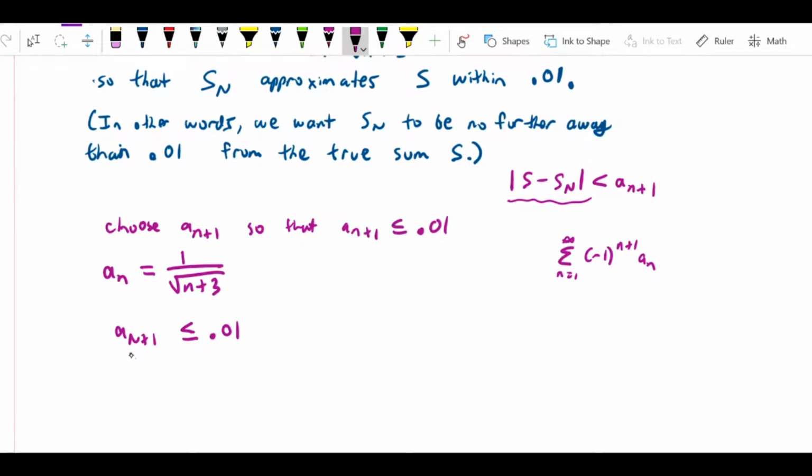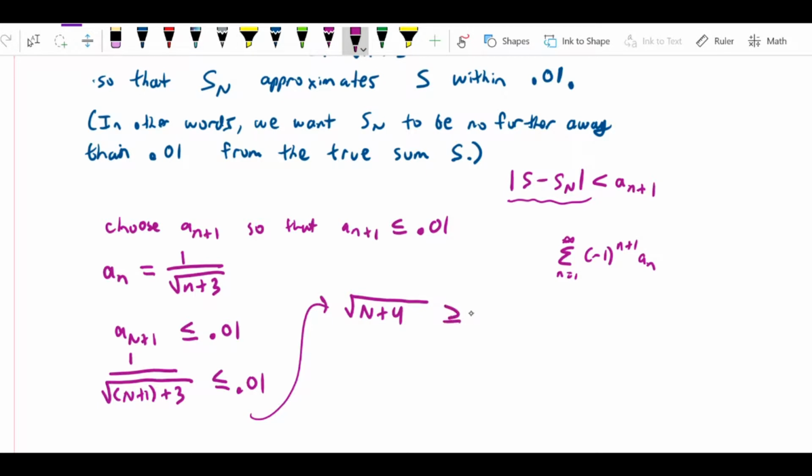That means that I want 1 over the square root of n plus 1 plus 3 to be less than or equal to 0.01. I'm going to take the reciprocal of both sides of this, and we know that when we take the reciprocal of an inequality, we have to switch the direction of the inequality. So this gives us the square root of n plus 1 plus 3, which is just n plus 4, is going to be greater than or equal to 1 over 0.01, which is 100.